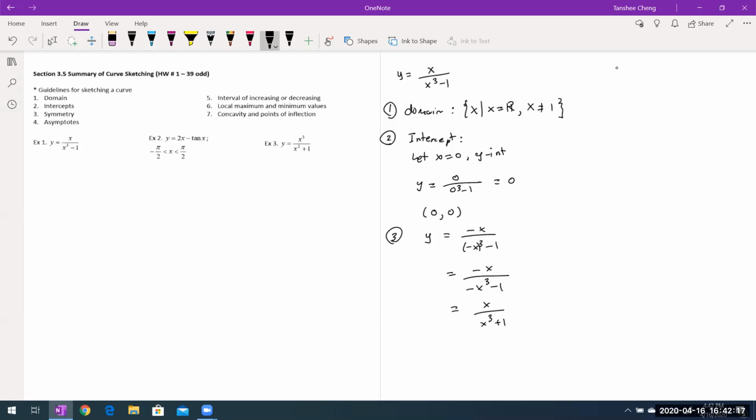And I don't have a negative factor either. So therefore, this is neither function, right? So it's not symmetric about the x-axis or y-axis.